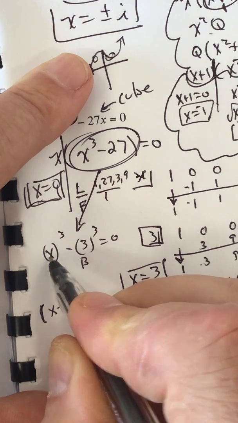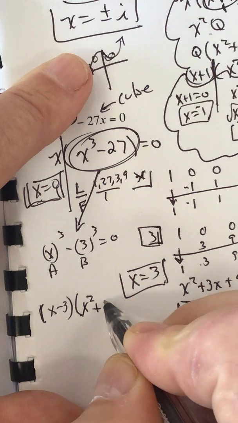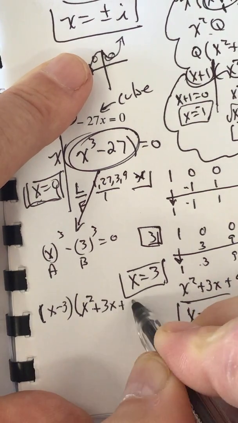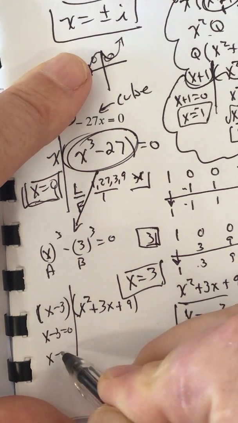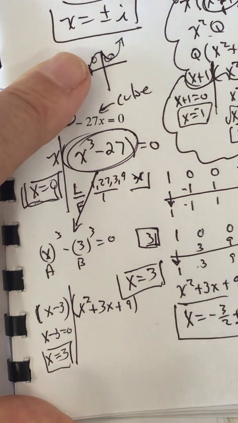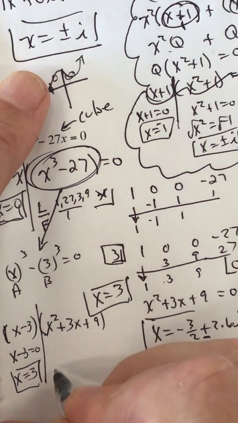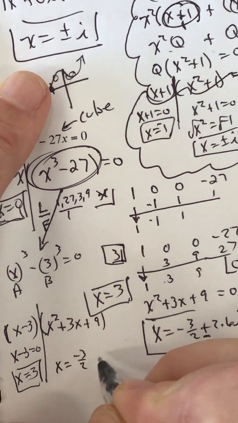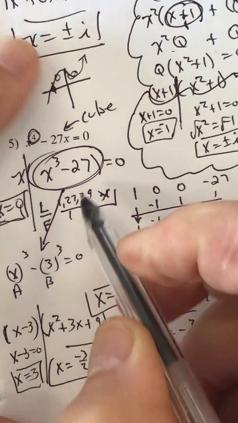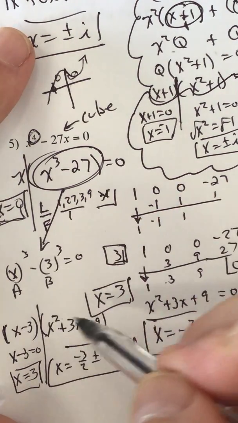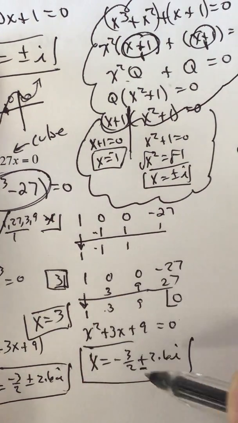Then the next one is this piece squared, a squared. Then it's the opposite sign, so plus, and then it's ab, so 3x, and then it's the last one squared, so plus 9. Okay, x minus 3 equals 0. There's the 3. And then the other part, see how it's exactly the same as we got over there? We'd put that in the quadratic formula, and we would get negative 3 halves plus or minus 2.6i. So either recognize that as a perfect cube and factor it, or you put it in the rational root theorem system until you find it.